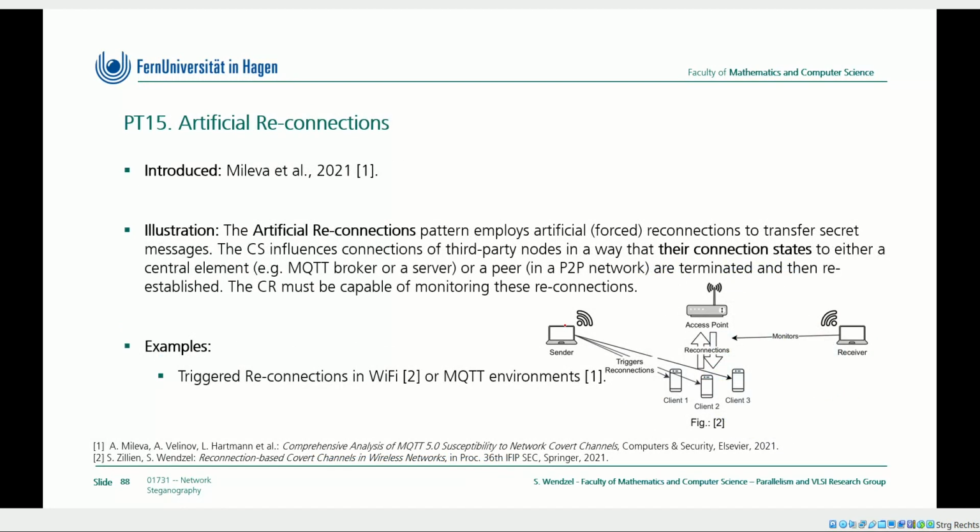Then there's the artificial reconnections pattern, where usually multiple nodes are connected to a central element, such as Wi-Fi clients, which are connected to an access point, as you can see here in this figure. And depending on which existing connection gets a forced reconnect, a secret message is transferred. So we have shown for Wi-Fi networks that the covert sender can trigger disconnects in Wi-Fi, forcing the clients to reconnect. And let's assume this client represents the letter A, and this is the B, and this is C. Now, if clients 1, 3, and 1 would be forced to reconnect, then the message would be ACA.